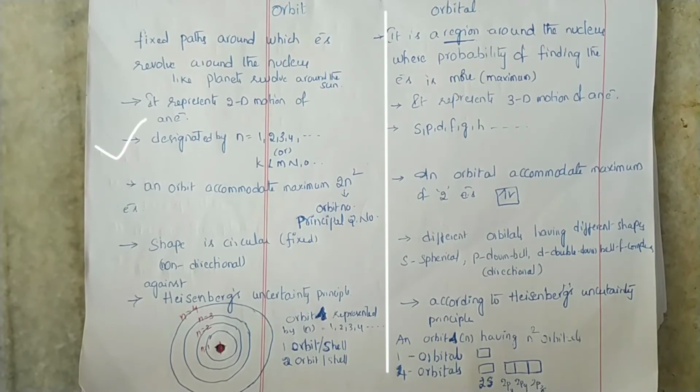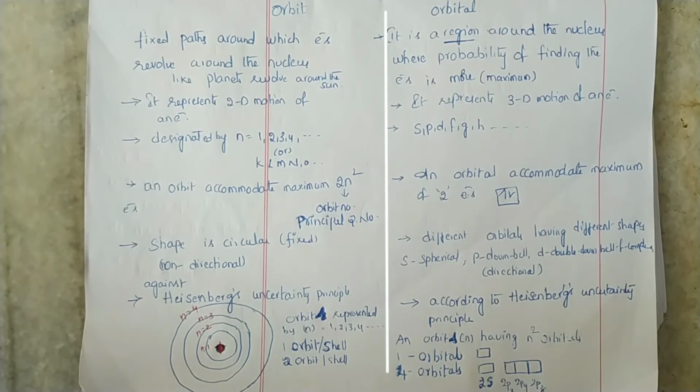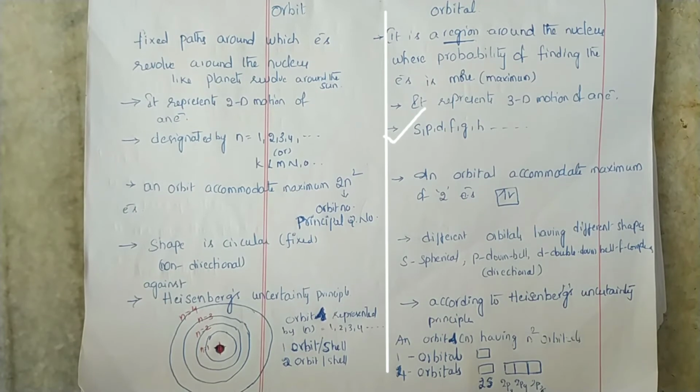An orbit is designated by small letter n. N values are 1, 2, 3, 4 and so on, or K, L, M, N shells. Orbitals are designated by s, p, d, f, g, h and so on.